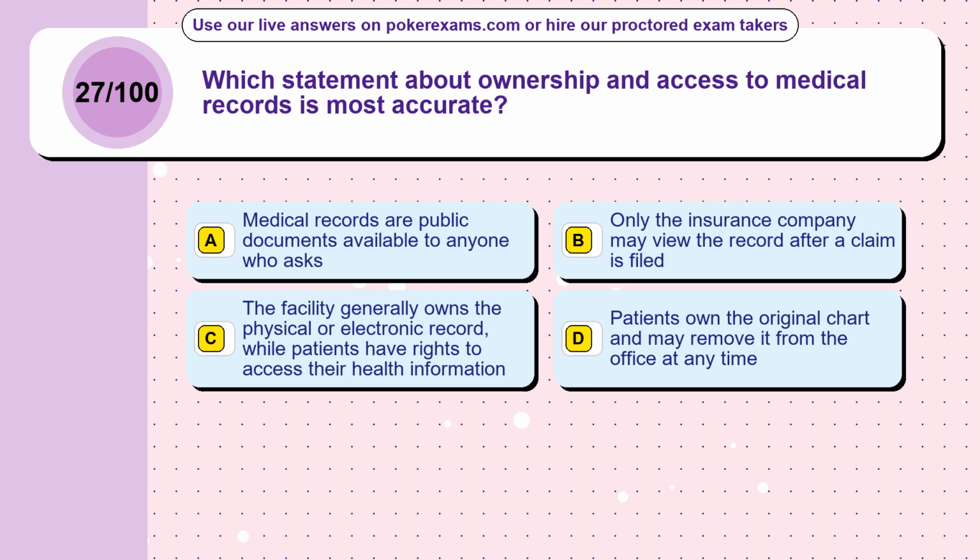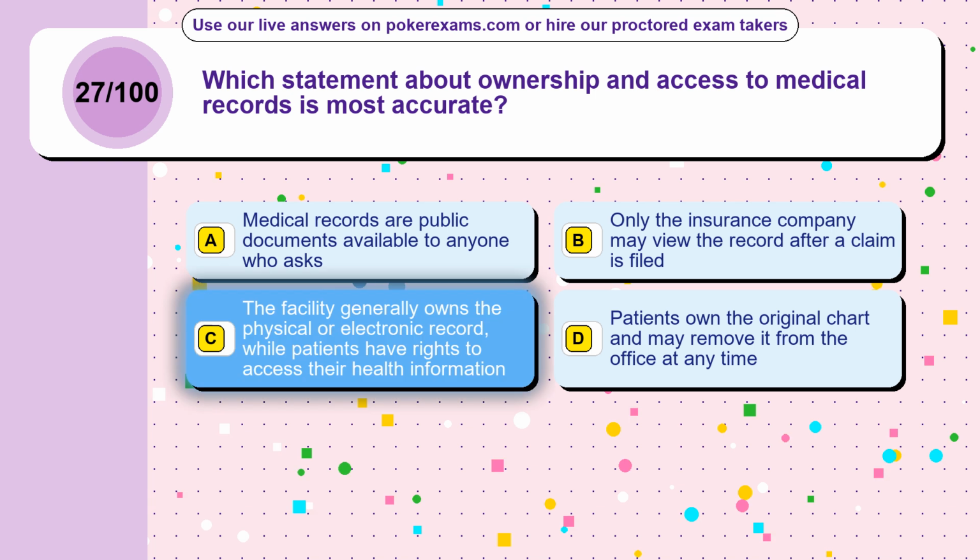Option B. Only the insurance company may view the record after a claim is filed. Option C. The facility generally owns the physical or electronic record, while patients have rights to access their health information. Option D. Patients own the original chart and may remove it from the office at any time. The correct answer is option C.